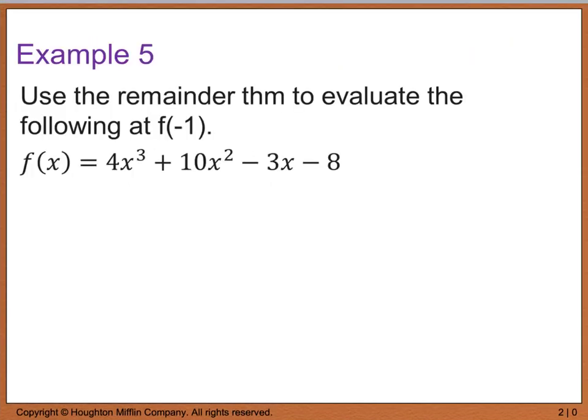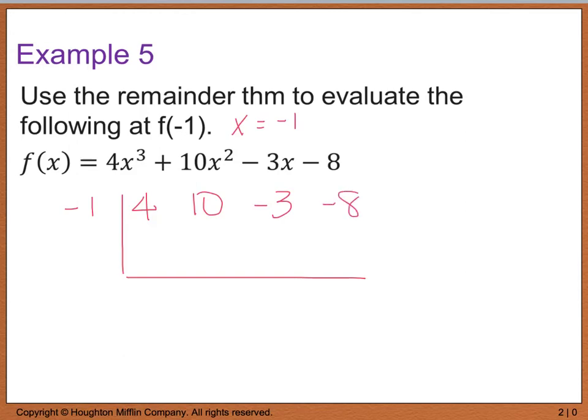So example 5 says use the remainder theorem to evaluate the following at f of negative 1. And remember, f of negative 1 is really like saying x equals negative 1. So if I take my negative 1 out here, and I go to do my synthetic division, I have 4x cubed, 10x squared, negative 3x, and a negative 8.